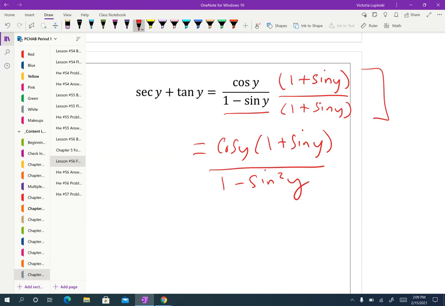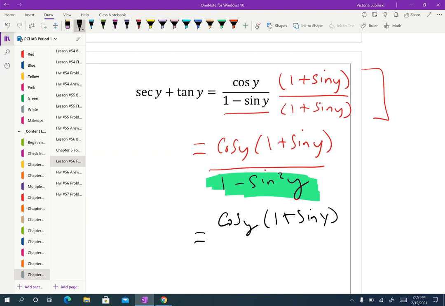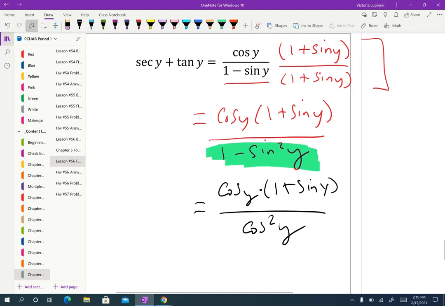So looking at what I have here doesn't really seem like it's much easier than what I had so far. But if I take a look at the denominator, 1 minus sine squared, I can make that slightly simpler if I replace it with a cosine squared. So that's going to give me a cosine and a 1 plus sine in the numerator, and then a cosine squared y in the denominator. Because the numerator is something times something, you're allowed to reduce this cosine with one of these cosines, which is going to leave you with 1 plus sine over cosine.